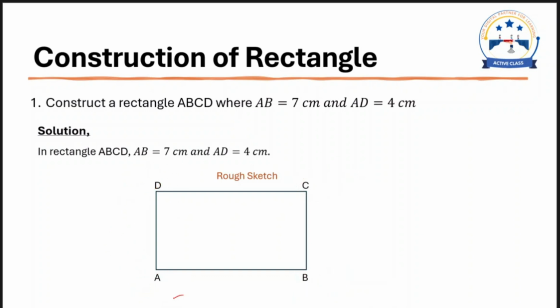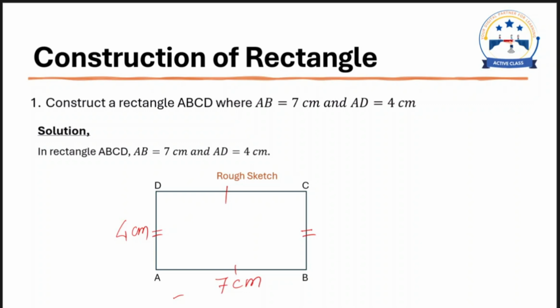So once the rectangle is made, just label it as per the question. You are given AB equals 7 cm. Likewise, you are given AD equals 4 cm. Let's remember the basic properties of a rectangle. Can you tell me a property of the sides of a rectangle? Yes, the opposite sides of a rectangle are equal and parallel. That means AB equals CD and AD equals BC. At the same time, they are parallel too.